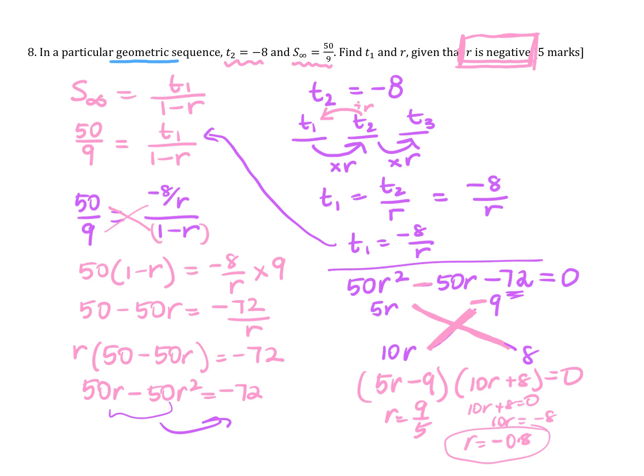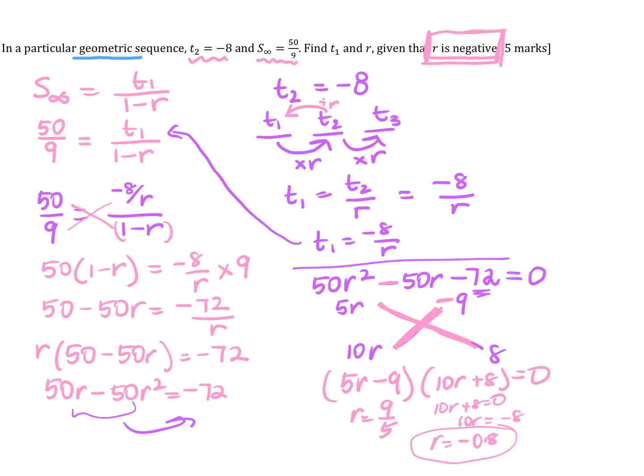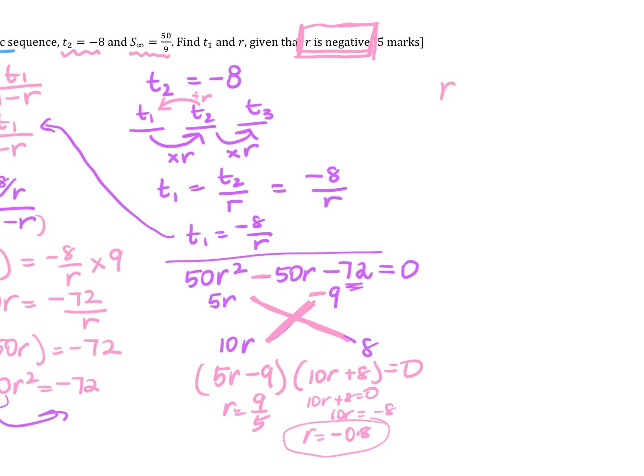R is negative 0.8 and we're asked for term 1 and R. So, well, that's R, negative 0.8. And I know that term 1 is negative 8 over R. That's this one here. So it's negative 8 over negative 0.8. Negative 8 divided by negative 0.8, which will give me term 1 as 10.